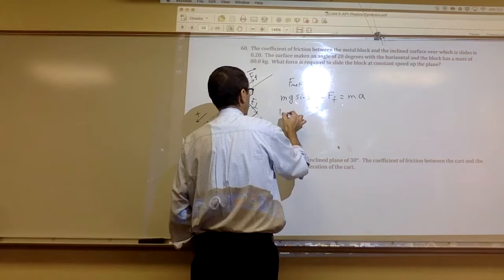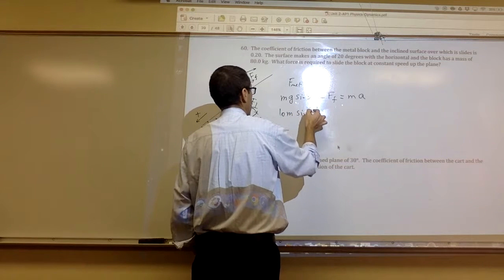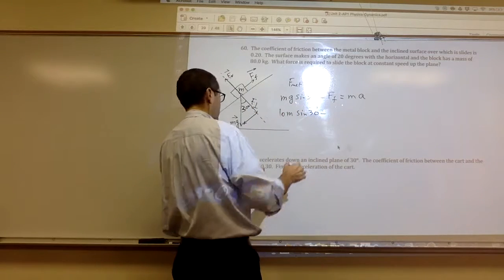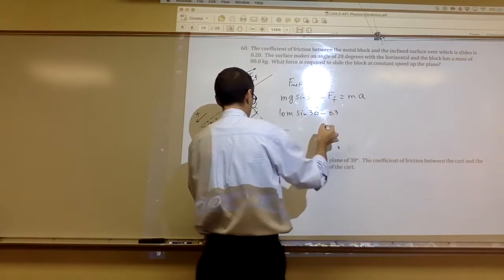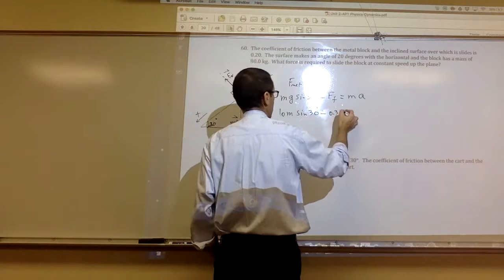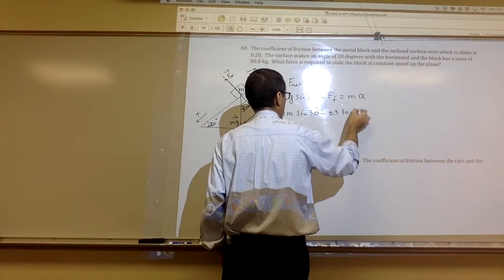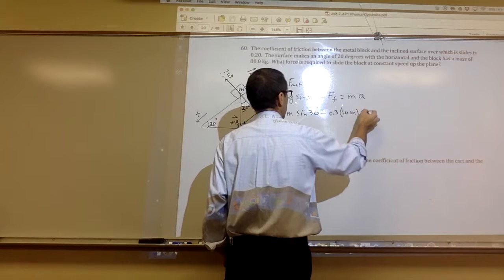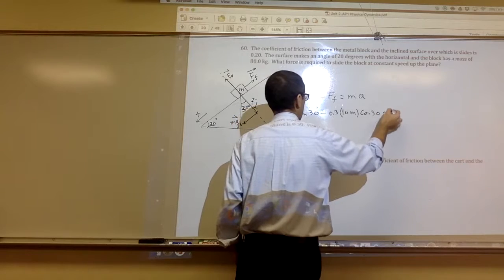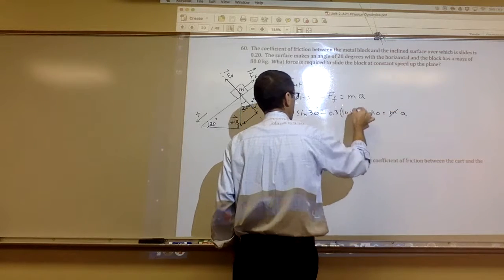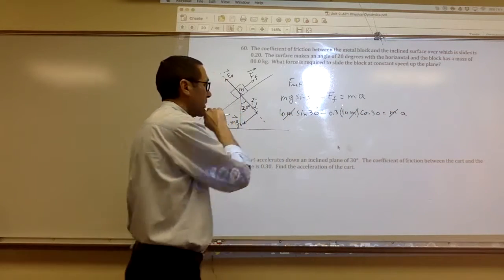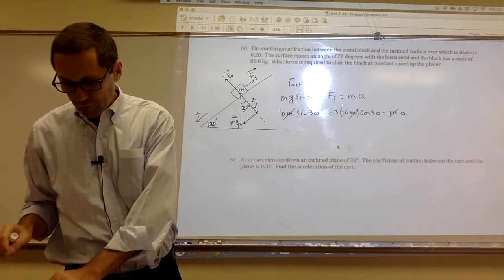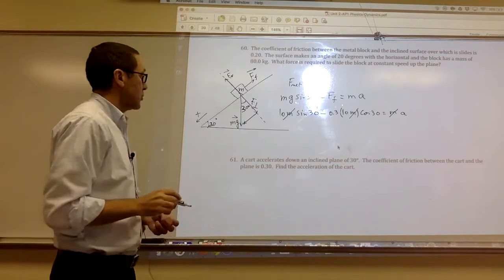So this is just mg sine of 30 minus Ff, which is mu, which is 0.3, times Fn, which is mg cosine of 30, equals the mass times the acceleration. And we can divide everything by m, and we'll get an acceleration of 2.4 meters per second squared.